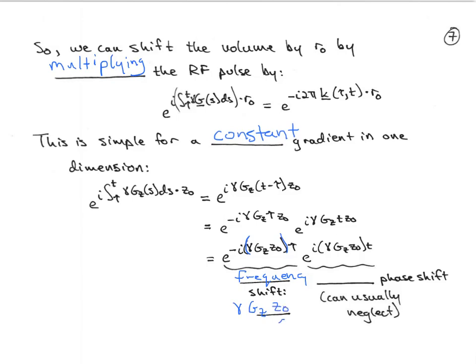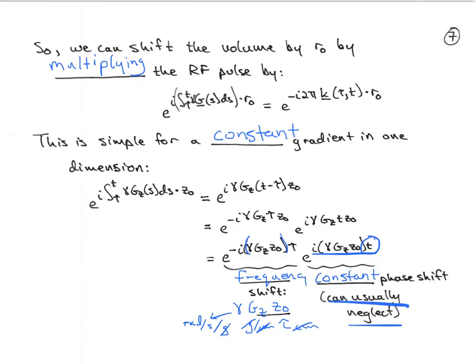So z0 is in centimeters, for example. Gz is in Gauss per centimeter, and gamma is in radians per second per Gauss, right? So Gauss cancels, centimeters cancels, and we're left with radians per second, the frequency. This other term is just a constant phase shift, right? Because remember that little t is the time at which we evaluate the excitation, and so that is a constant. It's not actually changing during the pulse, and there's no other term in here that changes during the pulse. And so you can usually neglect this phase term, actually.